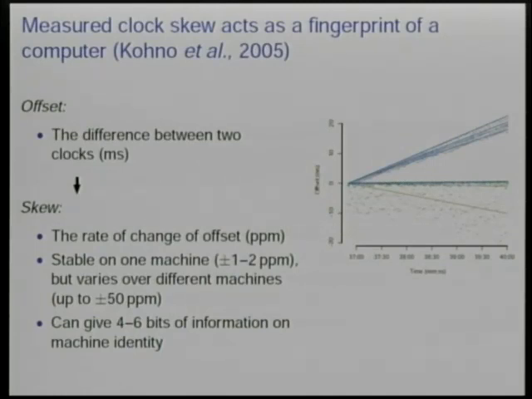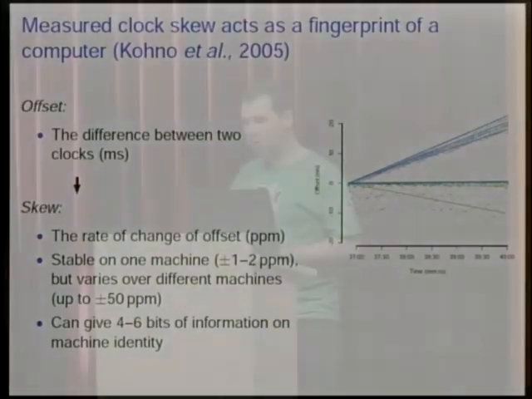So there was a previous paper in 2005 by Yoshi Kono, which showed that clock skew of a host acts as a reasonable fingerprint. That's because it doesn't change very much over time on one computer, just 1 or 2 parts per million, but different computers, even from the exact same model, will have a significantly different clock skew, up to 50 parts per million. And this allows you to get 4 to 6 bits of information on a host. So it's by no means completely unique for all computers, but it can give you a reasonable idea.